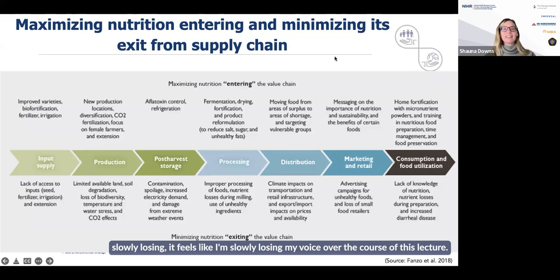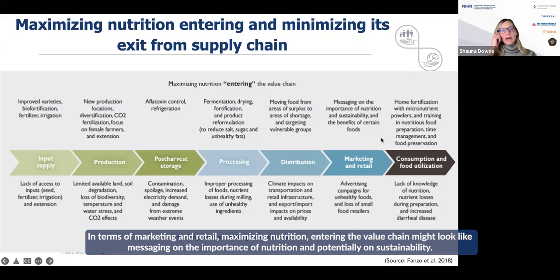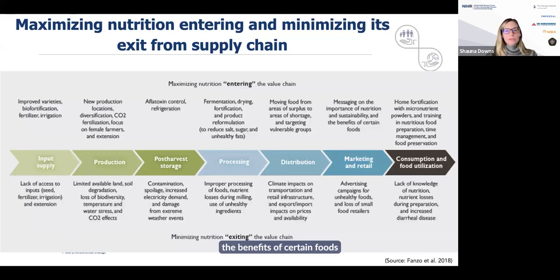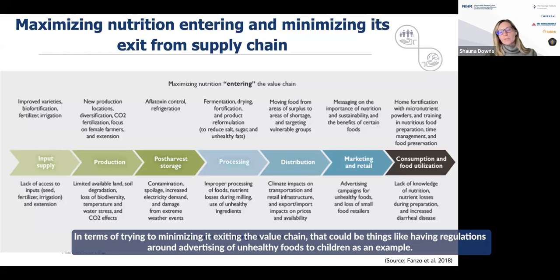In terms of marketing and retail, maximizing nutrition entering the value chain might look like messaging on the importance of nutrition and potentially on sustainability, the benefits of certain foods. In terms of minimizing it exiting the value chain, that could be things like having regulations around advertising of unhealthy foods to children, as an example.